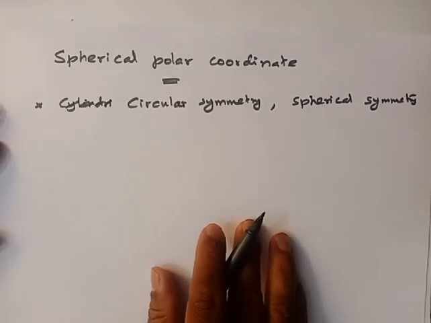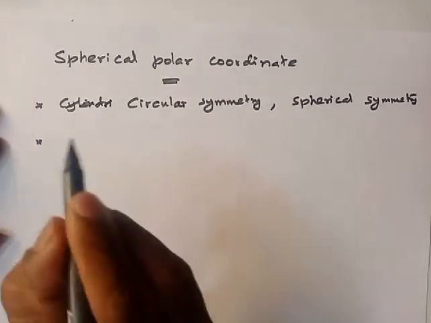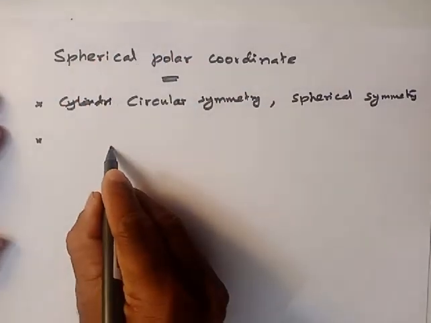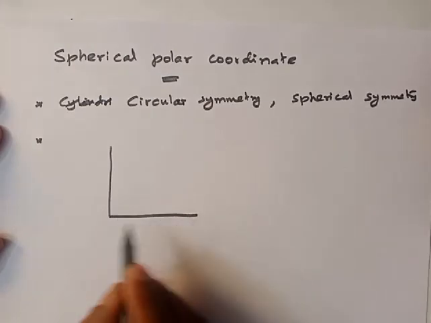Now how do we represent a point in spherical polar coordinate? See, I'll take 3 perpendicular axes here.